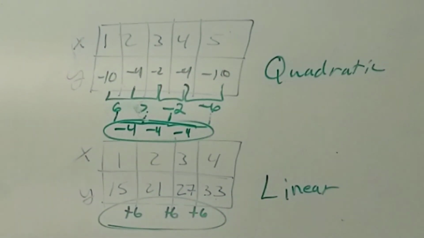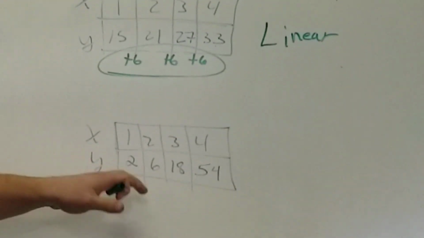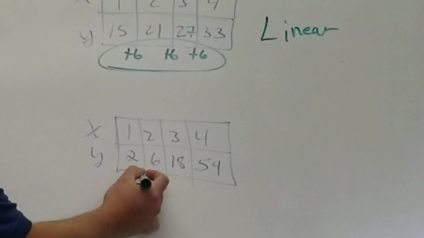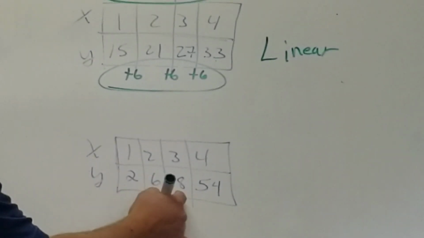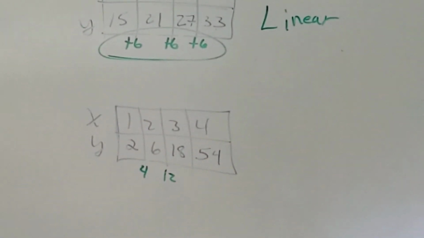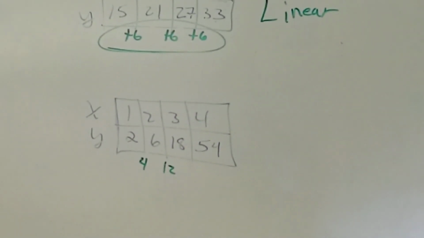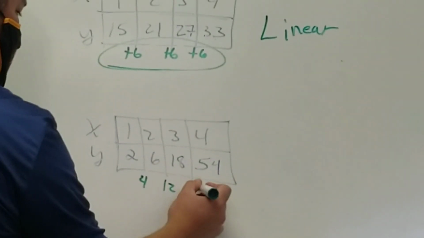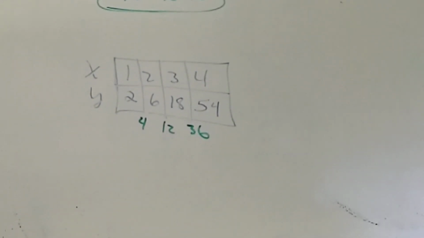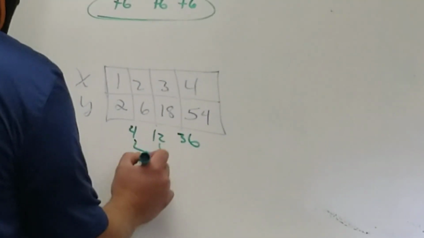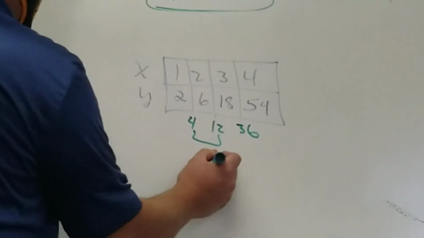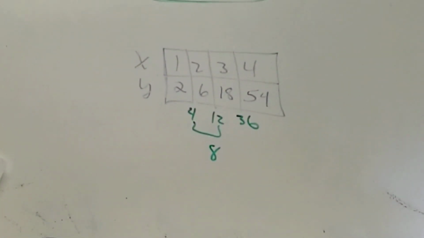Okay, here's the key part. Let's try this one down here. What if we did first differences on this one? What would we get? From 2 to 6 is 4. 6 to 18 is 12. And 18 to 54? Somebody help me on that. 54 minus 18 is 36. Now let's do second differences, because it obviously isn't linear. The first differences don't work. Let's try second differences. 4 to 12, how do I get there? 8. 12 to 36.